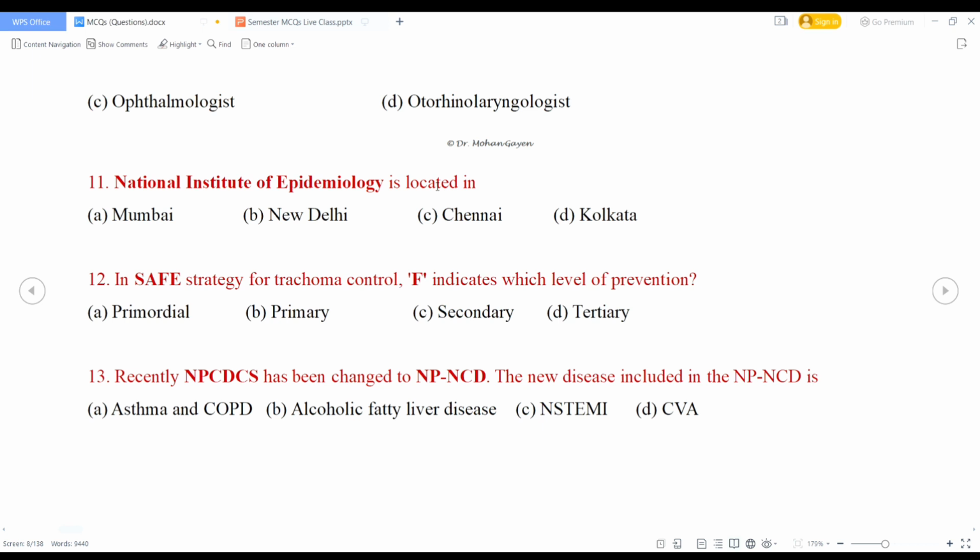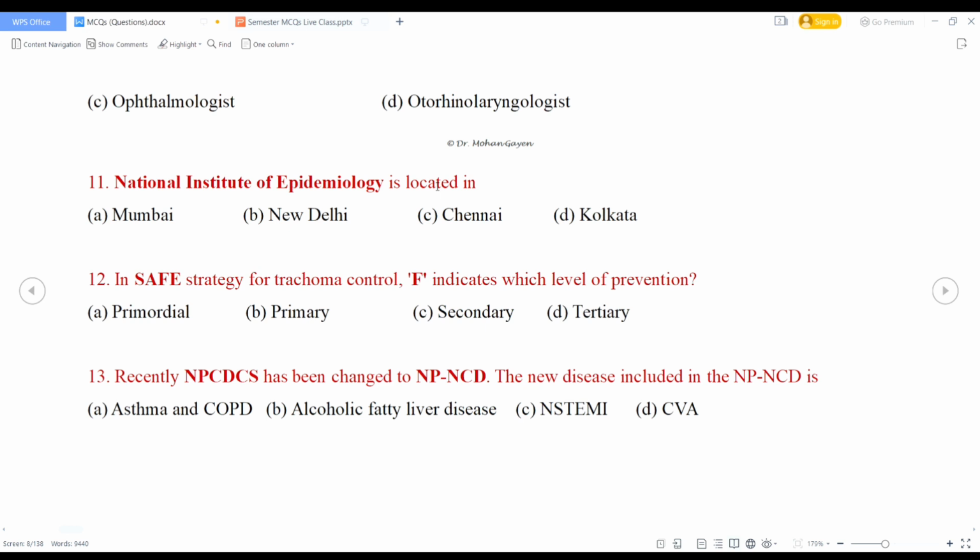In SAFE strategy for trachoma control, F indicates which level of prevention. So full form of SAFE: S for surgery, A for antibiotics, F for facial hygiene, E for environmental cleanliness. Surgery means trichiasis and entropion correction surgery, that is tertiary prevention.